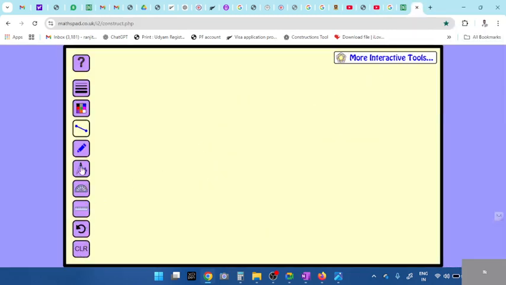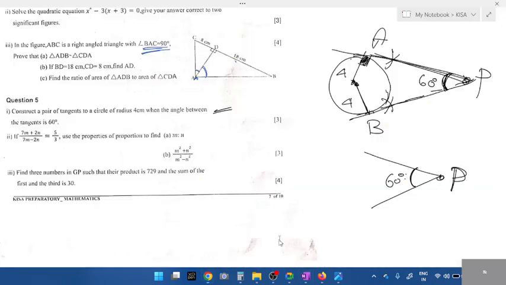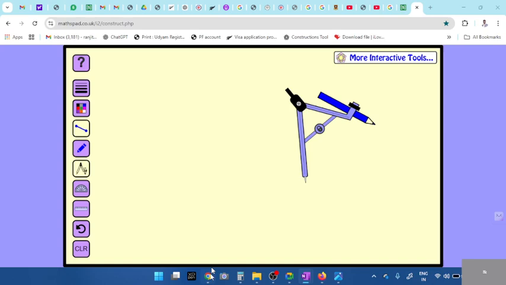Okay, what is the radius? Everything depends on radius, students. What's the radius? 4 centimeters. Radius is 4 centimeters. Take 4 centimeters, draw a circle. All of you will do it along with me, students. Take 4 centimeters.